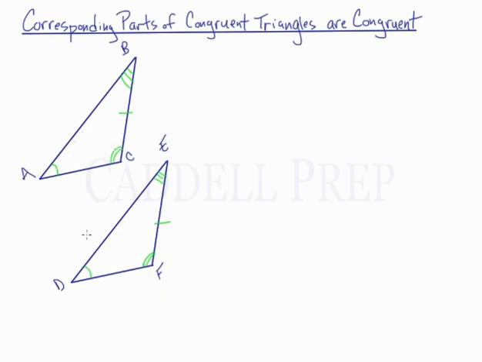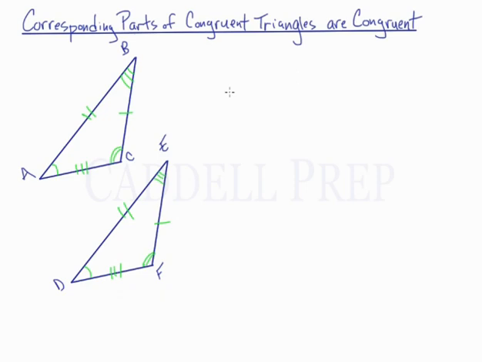Side AB and side DE correspond to each other. They're congruent because angle C and angle F are congruent, and these are the sides across from them. That's when we know they correspond to each other because they're in the same position on the triangles. And AC is congruent to DF.